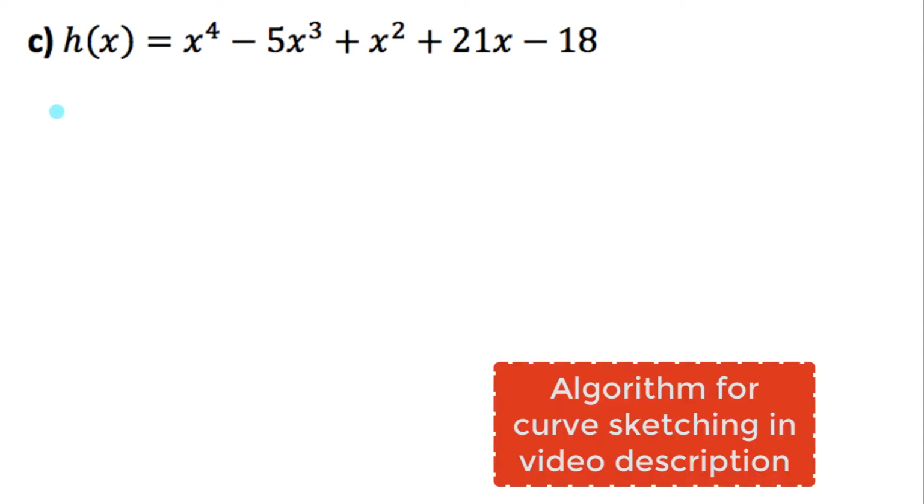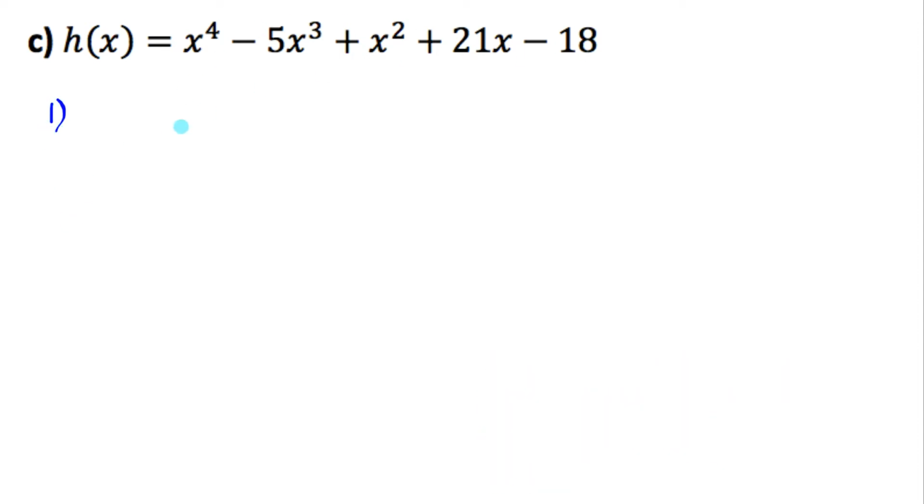It's going to be 8 steps, where the first of those 8 steps is to state if there are any asymptotes on the graph of this function. Well, this is a degree 4 polynomial function, and I know polynomial functions are continuous, so this function has no asymptotes.